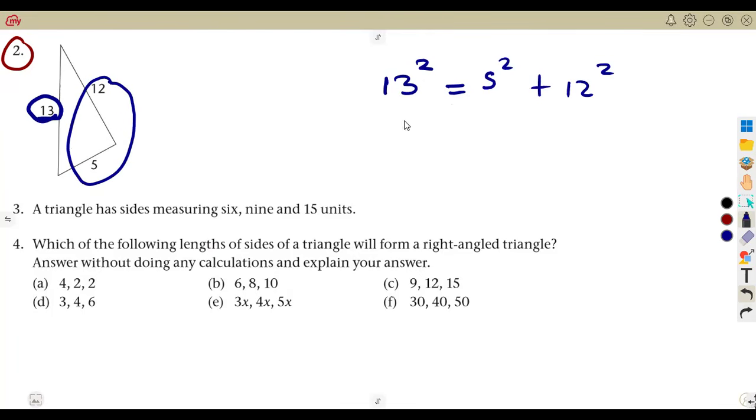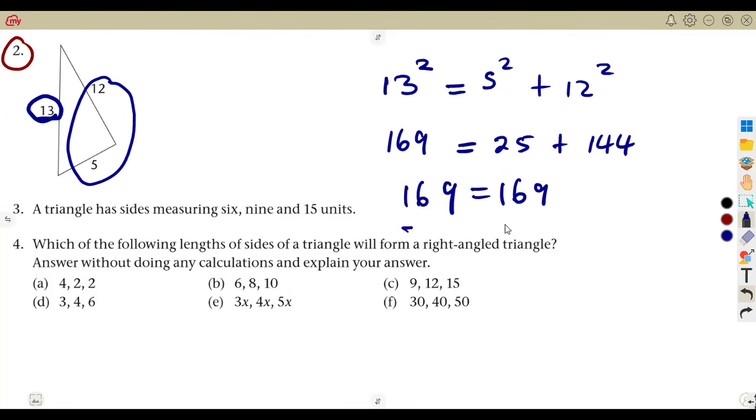We have to test. So this was going to give us 169. You find 5 squared, that is 25, plus 12 squared, which is 144. So that was going to give us 169, 169. So as you can see, they're equal. So meaning to say, therefore, this is a right angled triangle. It is truly a right angled triangle.